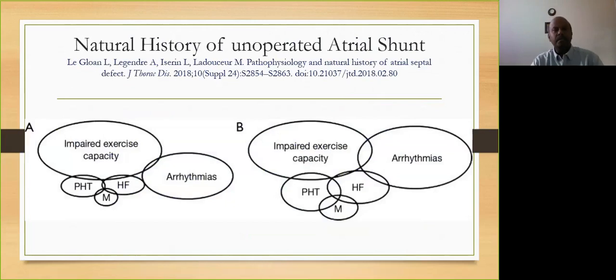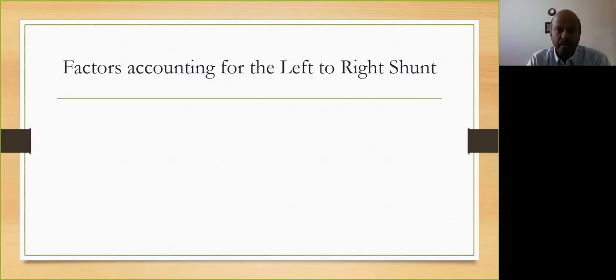This is another paper which studied the pathophysiology and natural history of atrial septal defect when unoperated. They found that there was quite a significant increase in the mortality and morbidity factors. There was not much of a change in the impaired exercise capacity, but as you can see, there was a significant increase in the arrhythmias, in the pulmonary hypertension, in heart failure, and mortality. And this is not surprising considering that in humans, volume-induced RV hypertrophy substantially decreases the coronary reserve. So again, unoperated ASD can lead to a significant mortality.